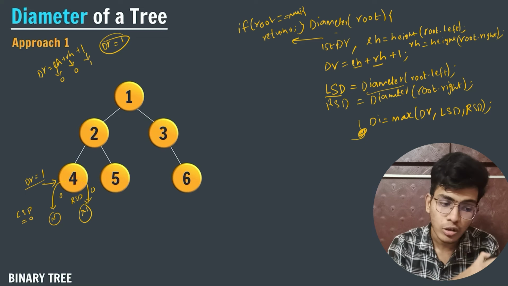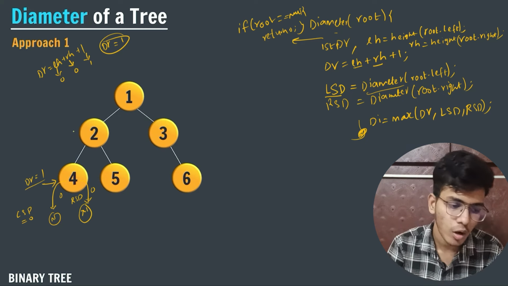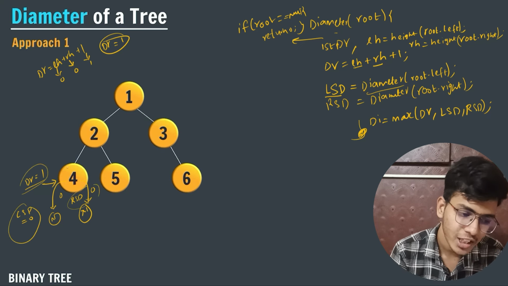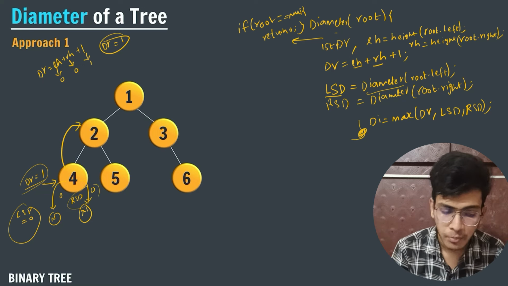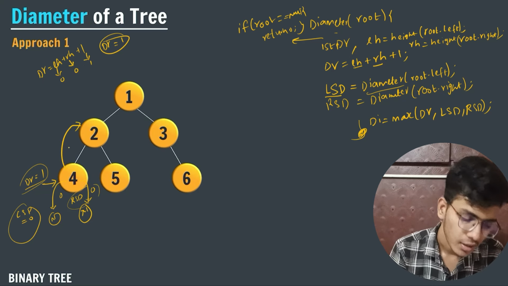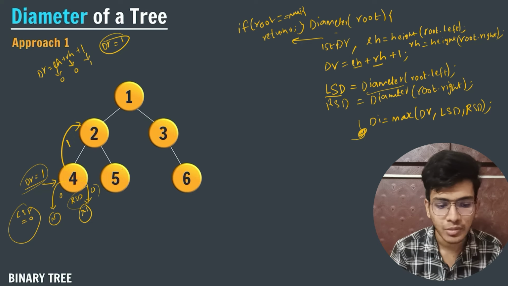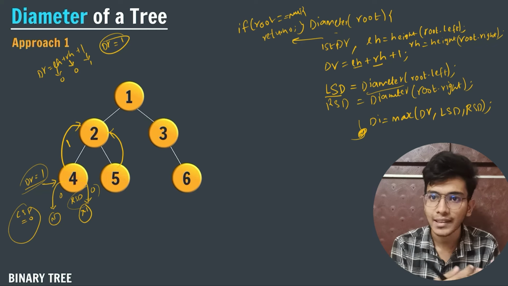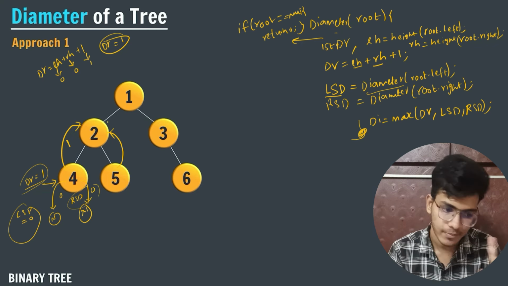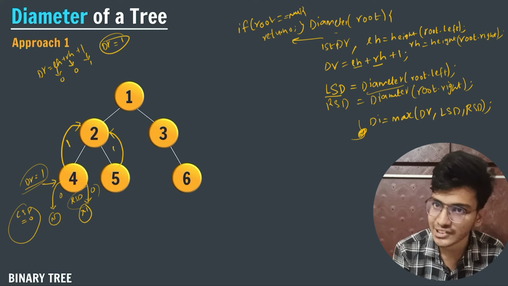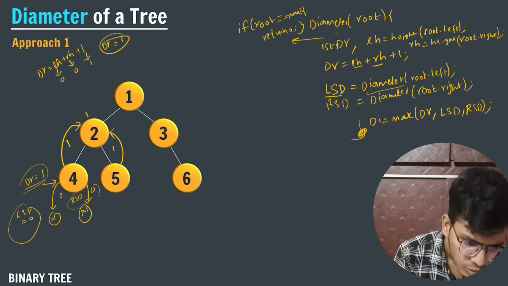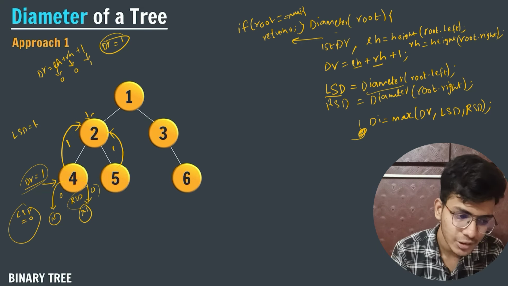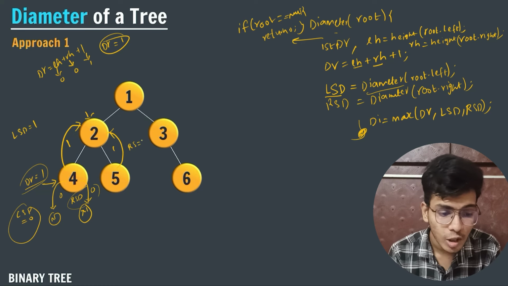So what this 4th node will return to its previous function call is the maximum value among these 3 things. Among these 3, which one is maximum? That value will get returned by this 4th node. So this 4th node will return 1. Similarly, this 5th node also returns the same value because the structure of 4 and the structure of 5 is literally the same. So this 5th node also returns the same thing, right? Now for this node 2, left subtree diameter is 1, and right subtree diameter is also 1.